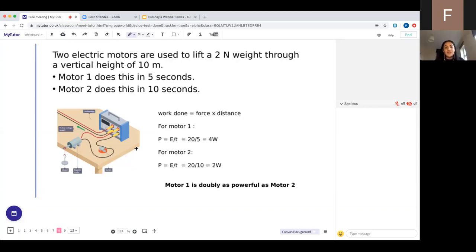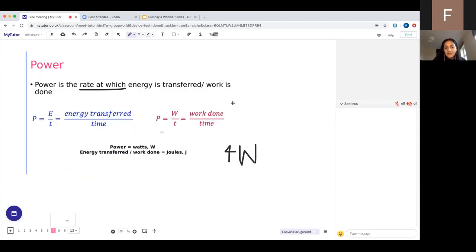So the first thing that we need to work out is work done. So we're going to be using this equation here. However, do note that E and W can be interchanged. So you need to pay attention to which one you can actually work out or which one you're given, because they could write the equation as P equals E over T, but actually mean P equals W over T. So we need to be wary of that.